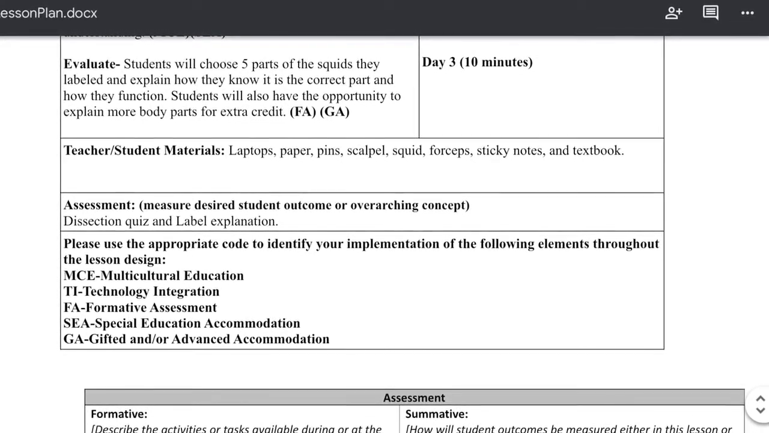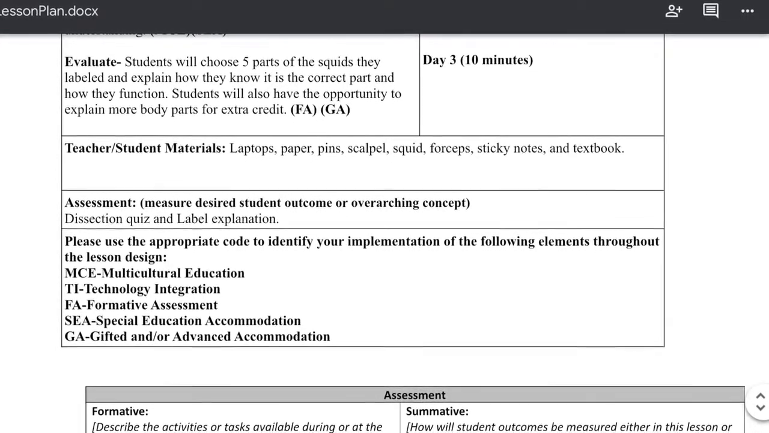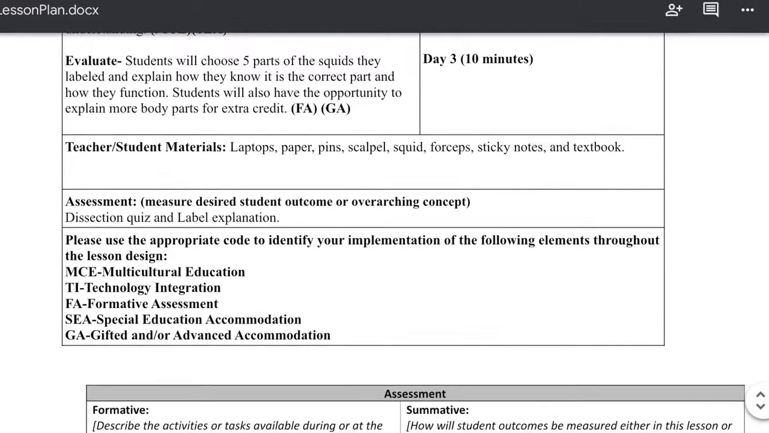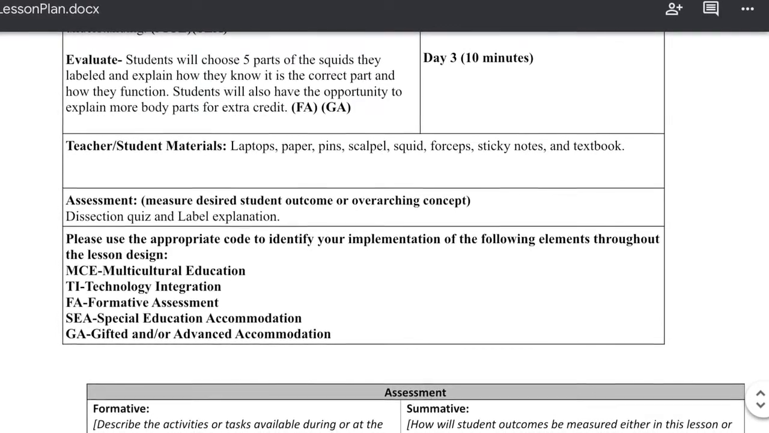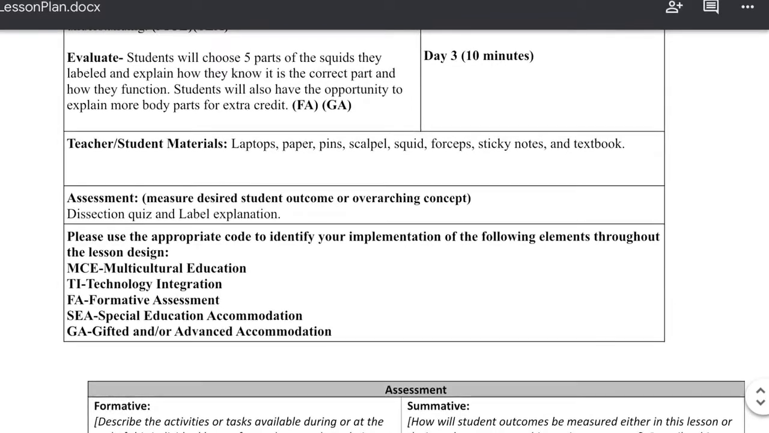And at that time, we'll be walking around and asking them questions, trying to see if they understand what's going on. And again, we'll repeat instruction. And there will also be written instructions for students to look at.